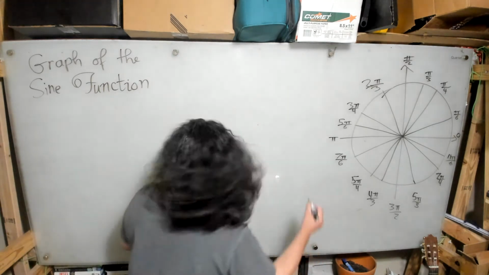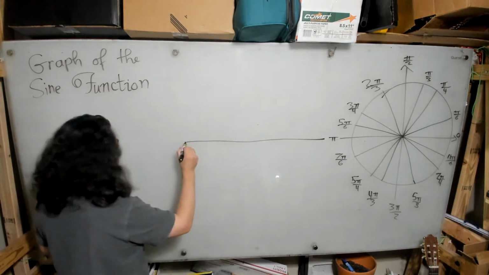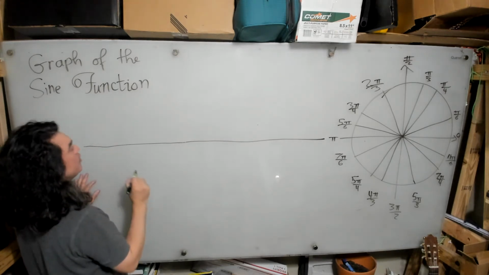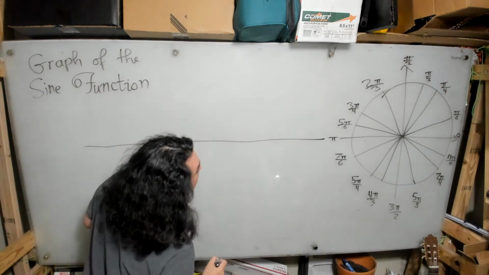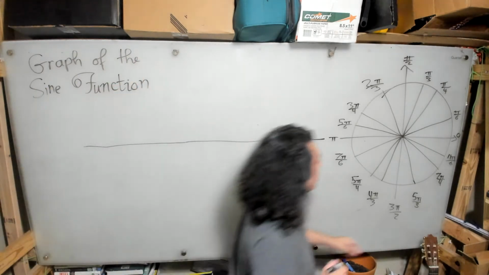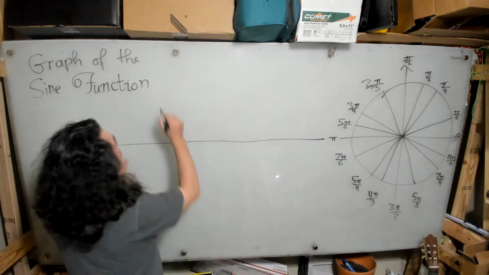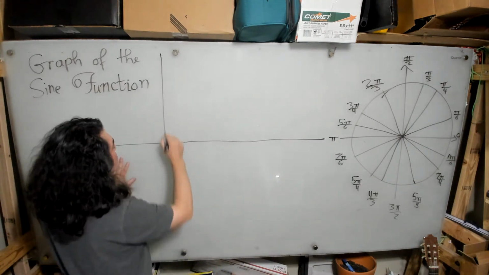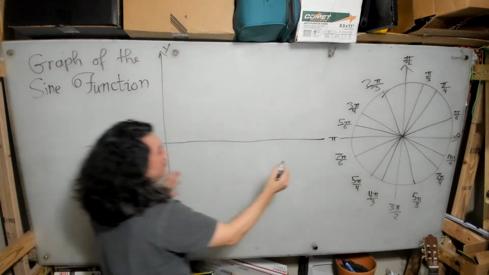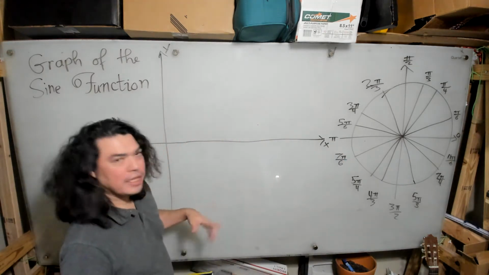And then what I want to do is attach an x-axis over here, and this will make sense in a few moments. We'll just start here. This will be my y-axis, and this will be my x-axis. So the key thing is this.